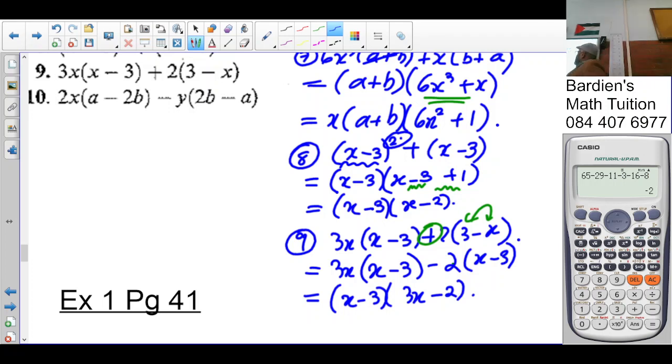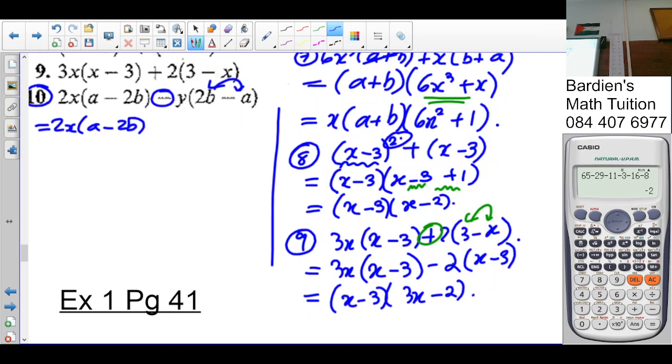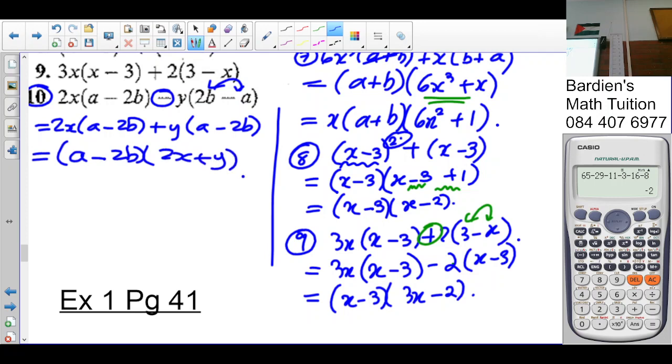Okay. Let's look at number 10. Is a minus 2b the same as 2b minus a? No. So let's swap this around. So it's going to be 2x into a minus 2b. We'll swap that around. That negative is going to become a positive y, into a minus 2b. What is now common? A minus 2b is common. What are we left with? 2x plus y.